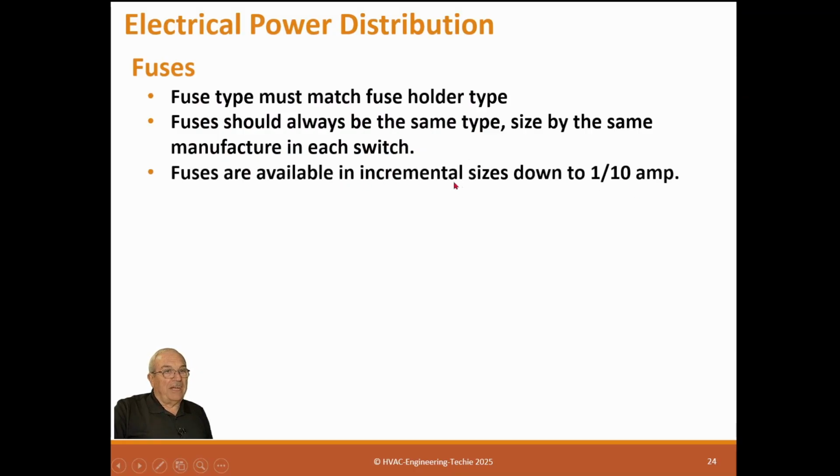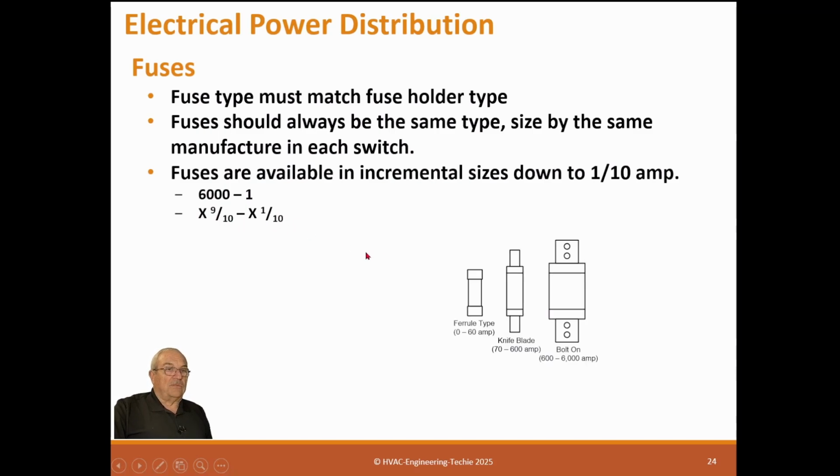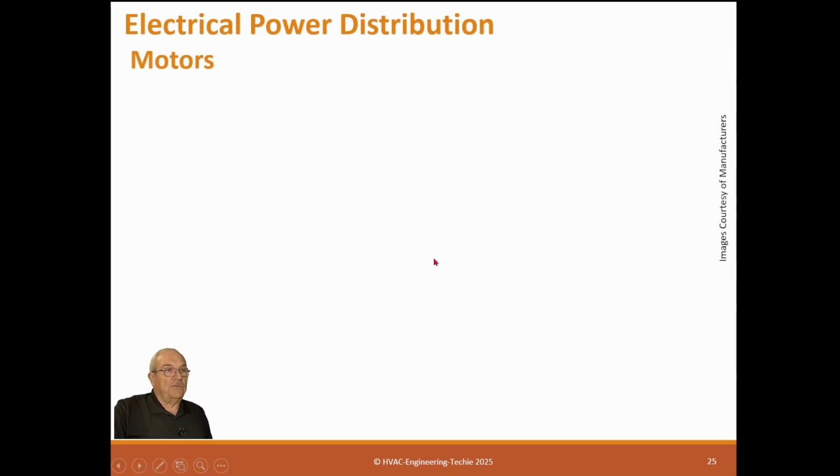Fuses are available in increments down to 1/10 of an amp. This is where it's different than a circuit breaker. So 6,000 to 1, and it's 9/10 to 1/10. So you could get them in different fuse labels. Again, the different types of fuses.